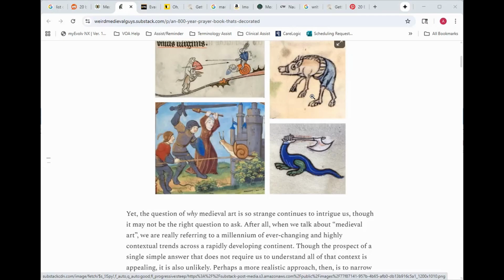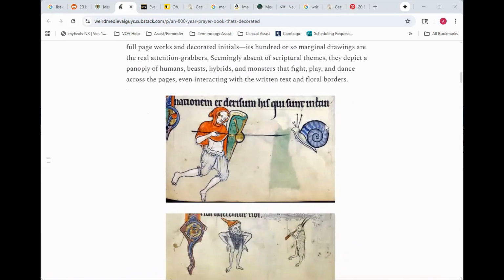Then above it here, we've got this boar that is wearing a pair of pants. So some of this back and forth play with animals doing human things, again, over here in the snails with rabbits riding them into combat. That's very common in illumination and specifically in marginals.